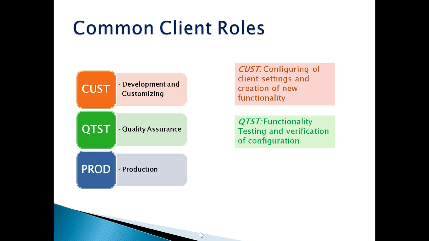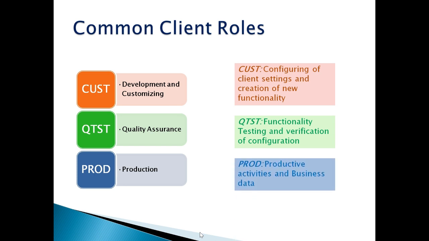So in the custom client we configure all the configurations in respective nodes, but all those configurations are saved into TRs, just like transport requests. So these transport requests are imported into the quality client so that all configurations configured in the custom client are present in the quality client. So now all configurations are present in the quality client, we do the testing with data. We create some dummy test data and do the functionality testing and also validate the configurations.